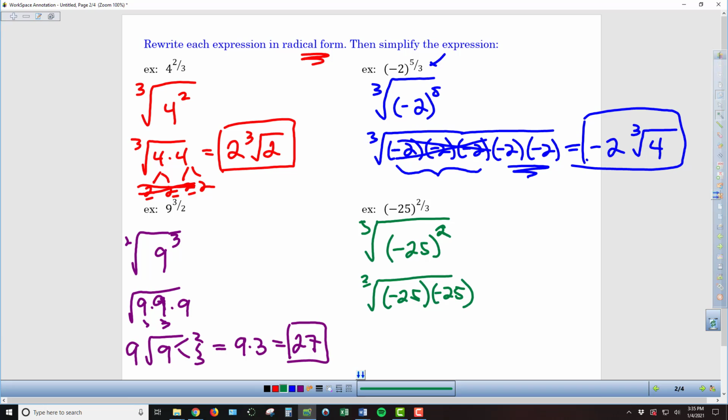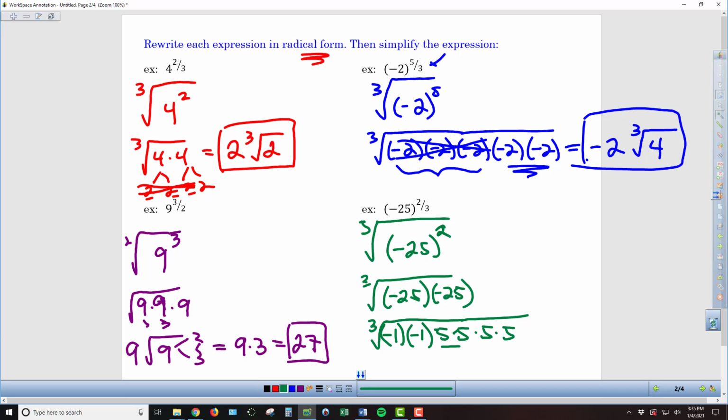The other thing I'm going to need to do here is I'm going to separate those root -1s. So I'm going to have the cube root of -1 times -1, and then I'm going to factor tree these 25s, which gives me 5 times 5 for the first one, and then times 5 times 5 for the second one. So I'm just separating out those root -1s because those are going to multiply each other to make 1, so I don't have to worry about that.